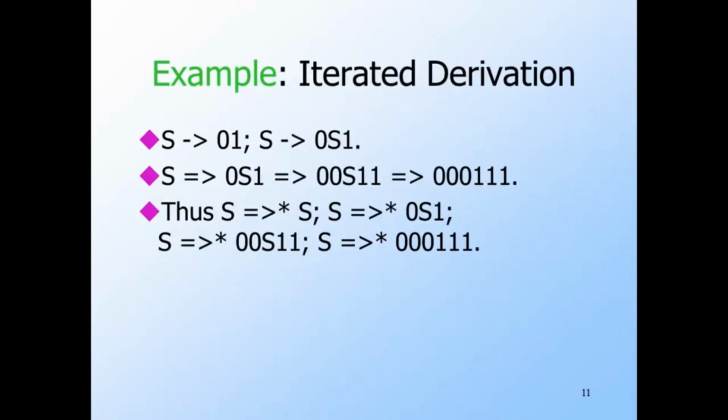Here's an example using the same grammar as before and the same derivation sequence we just discussed. We can conclude that S goes to itself in 0 steps. That is, we just start here, don't go anywhere. So we can conclude that S goes to star itself. Then inductively, S goes to 0S1, and 00S11, and 000111.